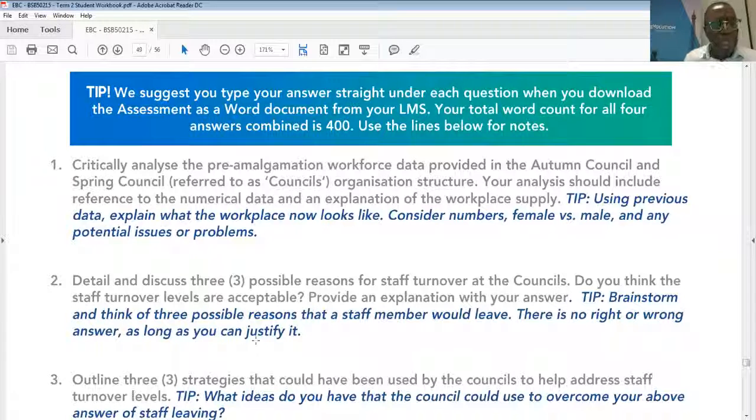So in number two, we're now going to discuss the reasons for staff turnover in these councils. In these councils, you will have read that the majority of the employees and managers were of Anglo-Saxon background. Now, what does that tell you? When you look at the population of the councils, it was very multicultural, with very high numbers of ethnic groups that lived there. But those ethnic groups were not represented within the council structures. So now we say, give us three possible reasons why there was staff turnover in the council.